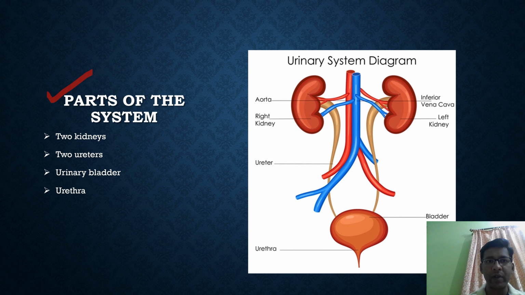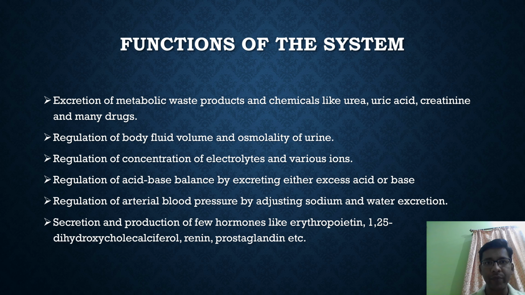The system comes with 2 kidneys, 2 ureters, urinary bladder and urethra. These are the 2 kidneys, as we can see in the picture. These are the 2 ureters, 1 urinary bladder, and this is the urethra. So urine is produced in both kidneys, comes via the ureters, gets deposited in the bladder and goes out of the body via the urethra.